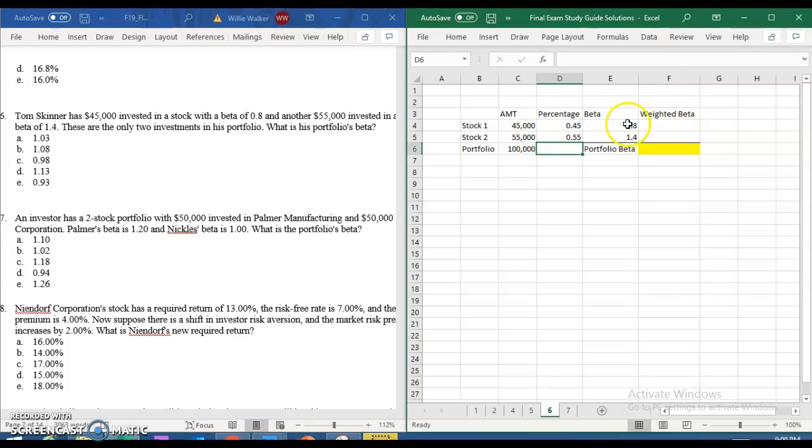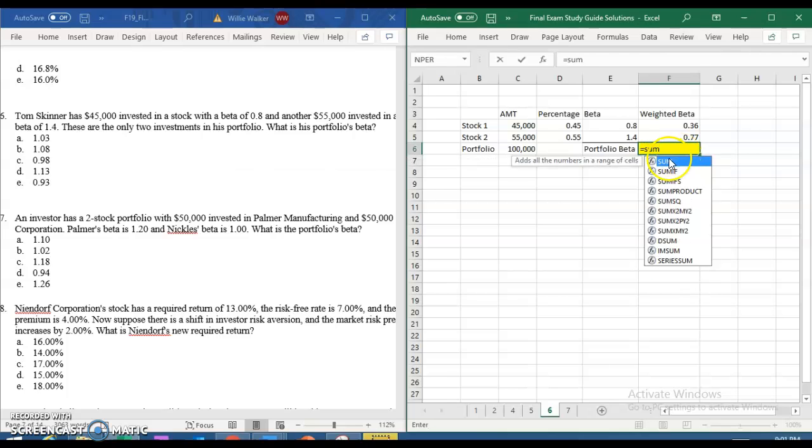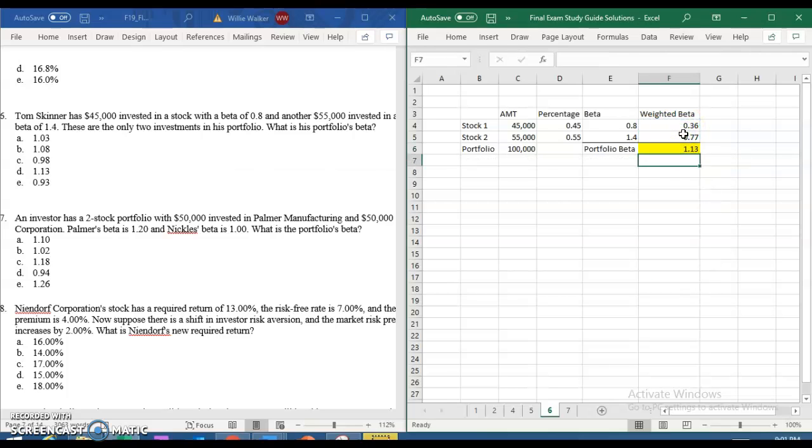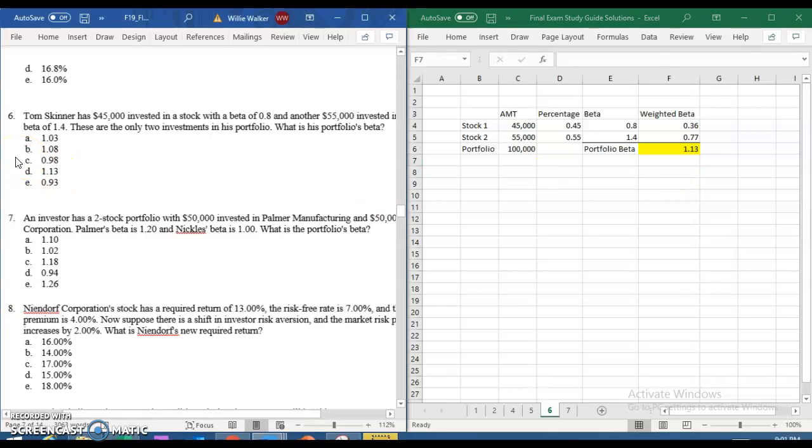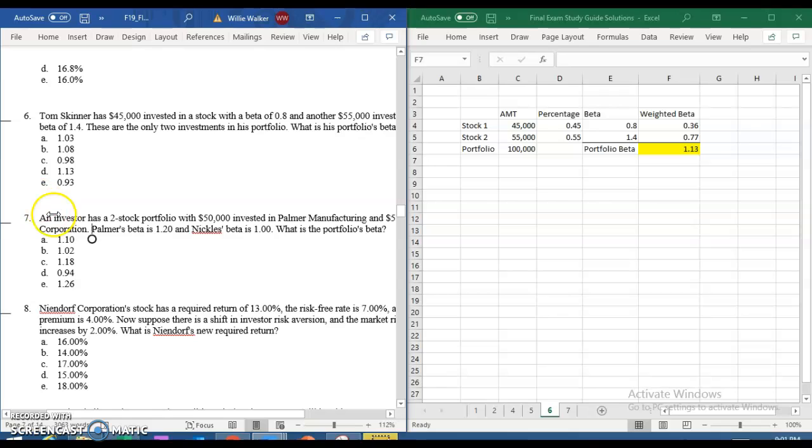In order to get our weighted beta, we then multiply our given beta for stock 1 and stock 2 by the percentage of those corresponding stocks, right? So now let's do that. We have 45% of our investment at a beta of 0.8, and we have 55% of our investment with a beta of 1.4. That gives us a total portfolio beta, if we add those two together, of 1.13. So our answer choice D would be what we want to select.